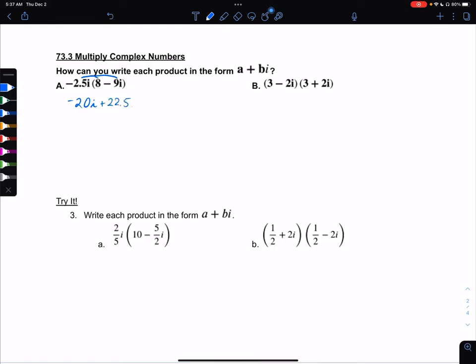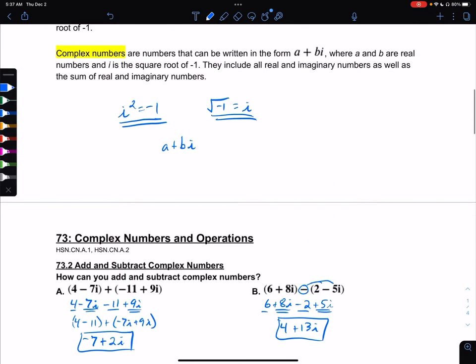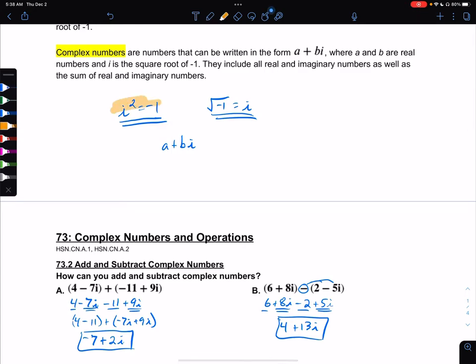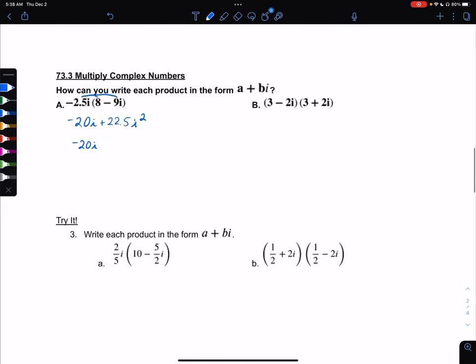And then i times i would be i squared. So there's nothing we can do with the negative 20i. That's going to remain the same. But if you remember from the previous video, i squared is equal to negative 1. So anytime we have an i squared, we need to replace that with the negative 1. So this here needs to become negative 1, which will then change our sign for that 22.5, right? So we have 22.5 times a negative 1. So this would be negative 20i minus 22.5.